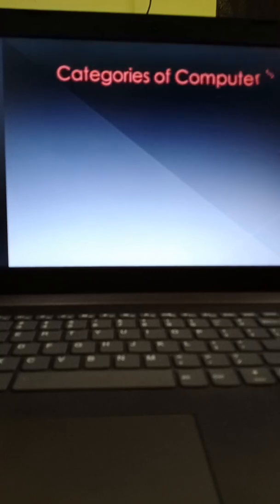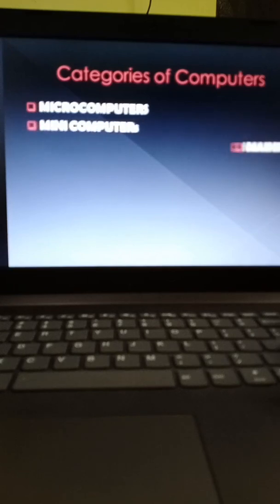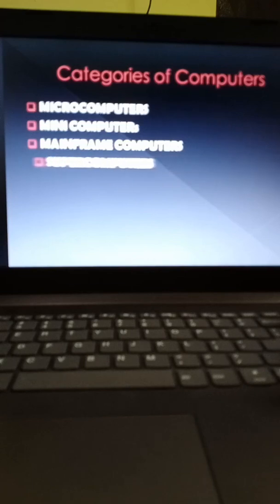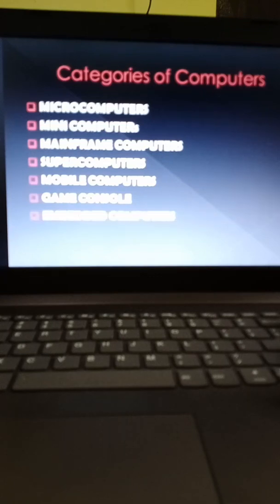In the previous video, I told you about the categories of computers. Here are microcomputers, minicomputers, mainframe computers, supercomputers, mobile computers, game consoles, and embedded computers.